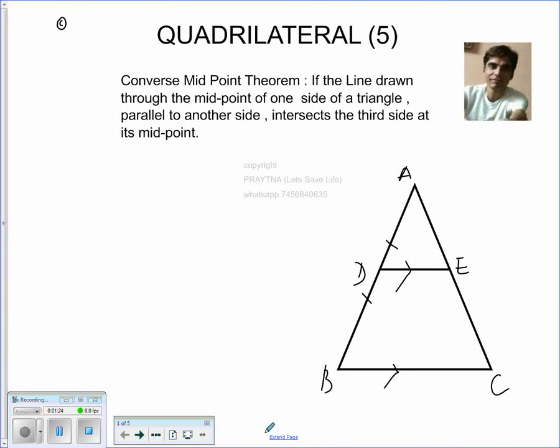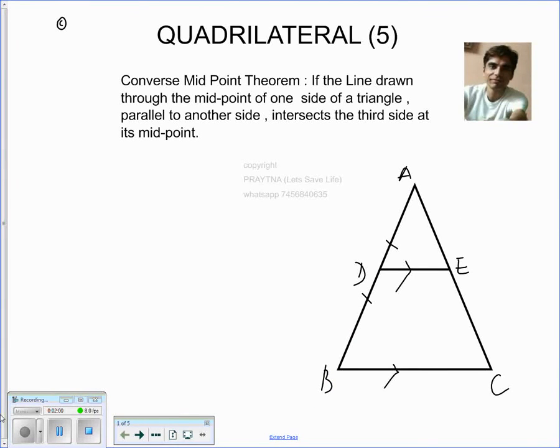First of all, let's discuss the converse of the midpoint theorem. The midpoint theorem, which we discussed in the last session, says that any line which joins the midpoints of two sides of a triangle is parallel to the third side and is half of it. So that is the midpoint theorem. Now the converse of the midpoint theorem: if a line is drawn through the midpoint of one side of a triangle and parallel to another side, it intersects the third side at its midpoint. It bisects the third side.